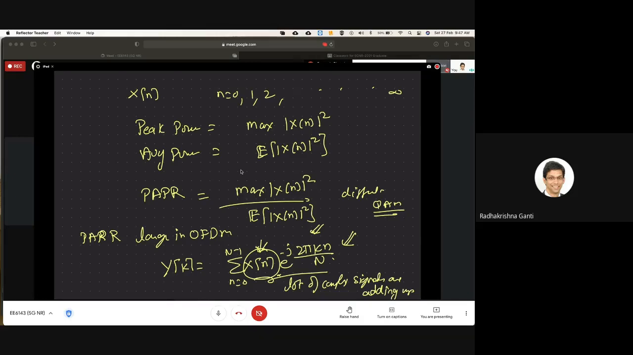Okay. But what is the relation between MPAM and MQAM? That you have to do by simulations. PAM will have a lower PAPR in general than QAM. Okay.